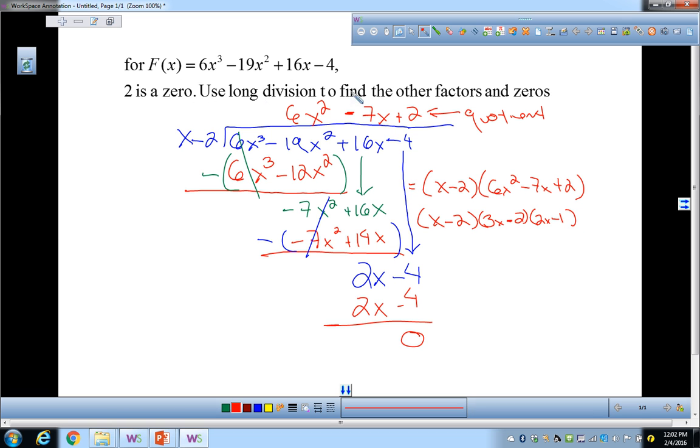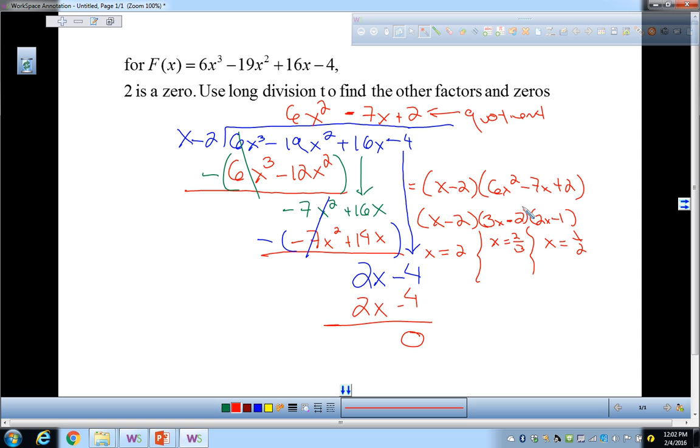So use long division to find the other factors and zeros. So these are the other factors. The other zeros are x equals 2/3 and x equals 1/2. And here's your x equals 2. You do have to know how to factor a quadratic, however you choose to do it. Questions?